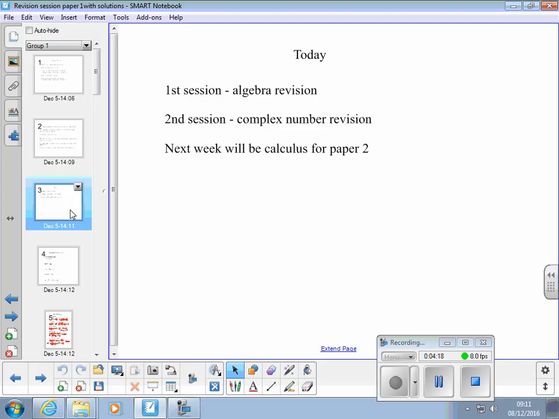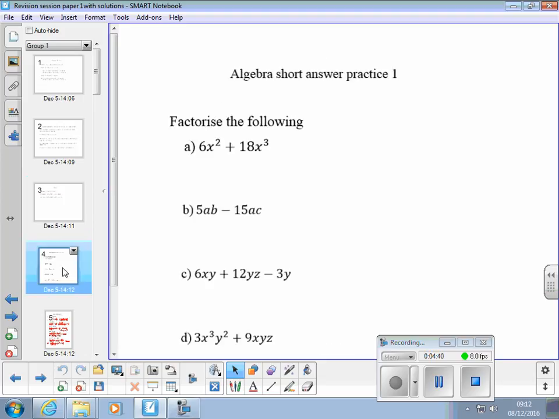It's your revision time. I'm not going to be working through answers. I'm going to be putting the answers up after the 10 minutes or 15 minutes and going through where the marks are for you to get an idea how well you've done. All right? If there are any questions about why did I get this wrong, yes, I'll deal with them. But in general, that's how well are we doing on these questions. So the first one is algebra short answer practice 1. Factorize those expressions.